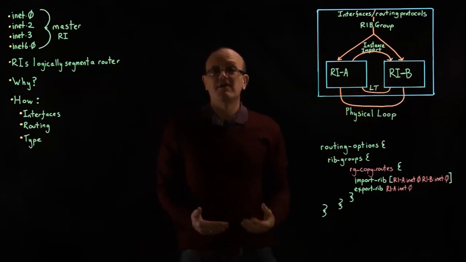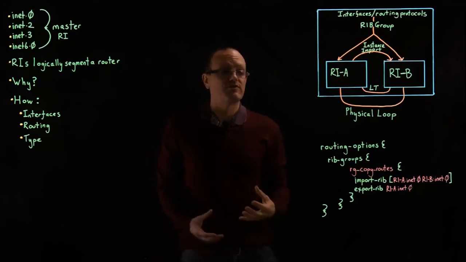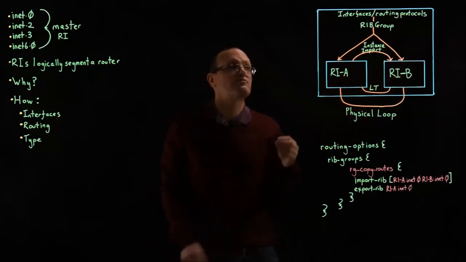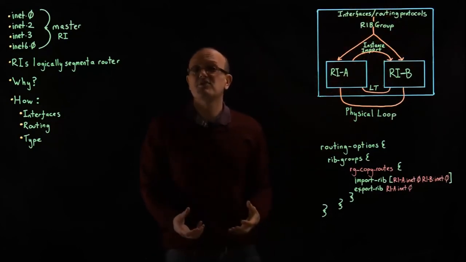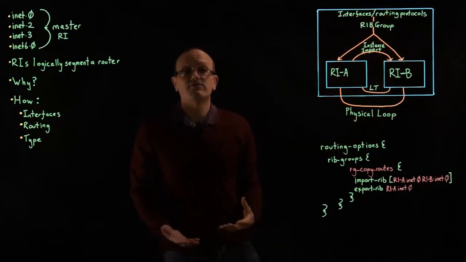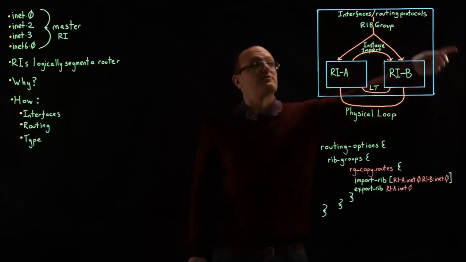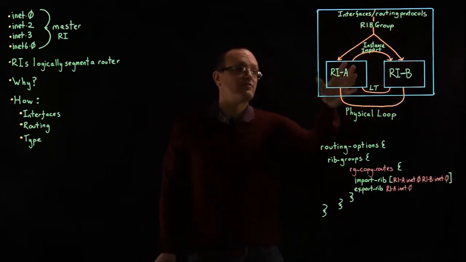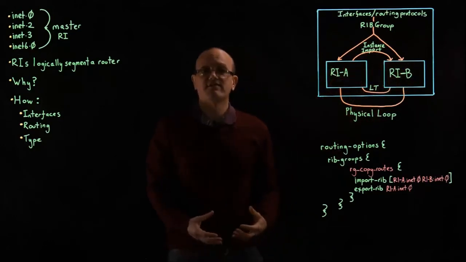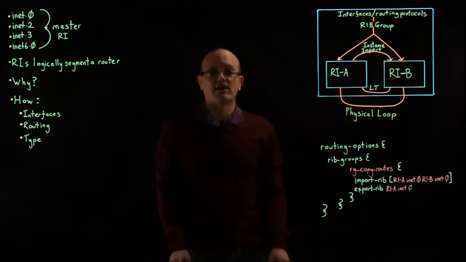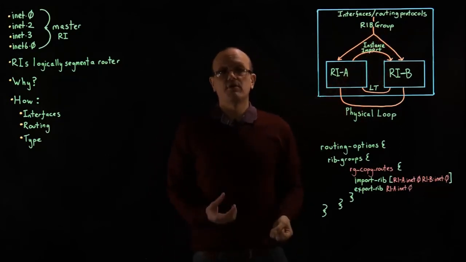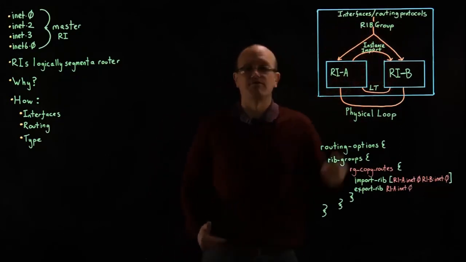And RIB groups are incredibly flexible. If you wanted to have more than two routing instances taking those routes from interfaces, you could absolutely do that. If you wanted to have static routes and OSPF routes and BGP routes propagated into those separate routing instances, you can absolutely do that. All you need to do is associate that RIB group with that source of routing information.